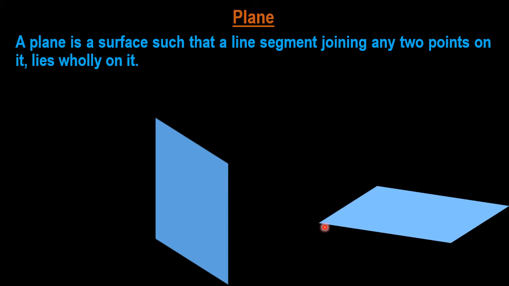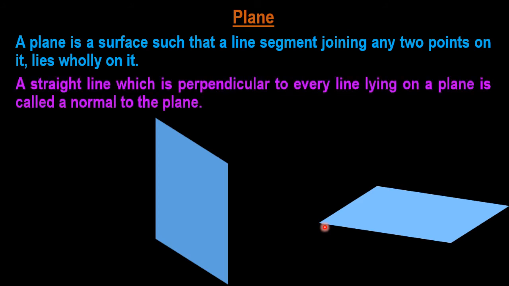Now let us define normal to the plane. A straight line which is perpendicular to every line lying on the plane is called normal to the plane. So in this plane, if we have to draw a normal, then we must draw a straight line which is perpendicular to the surface of the plane. So for example, this is a normal to the plane, and for this plane, this is the normal. So at first we have defined plane, and then we have defined normal to the plane.